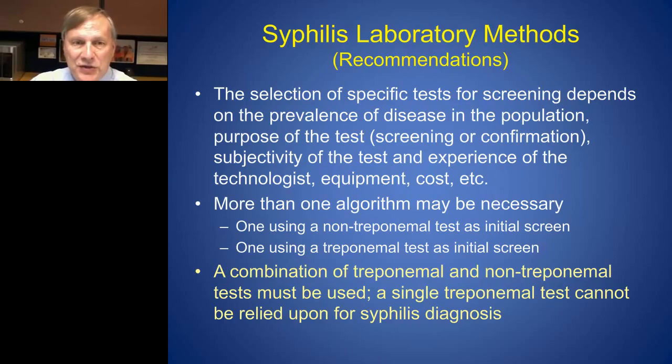algorithm may be necessary. When using the non-treponemal test as the initial screen, which most of us are very familiar with, the so-called traditional screening method, and when using a treponemal test as an initial screen. Even if we're using the treponemal test as an initial screen, we probably started using the non-treponemal test at one point in time, unless we're really new microbiologists. So a combination of treponemal and non-treponemal tests must be used, whether you're using the traditional or the reverse algorithm. A single treponemal test cannot be relied upon for syphilis diagnosis.